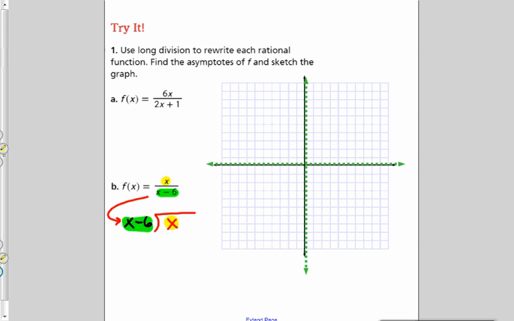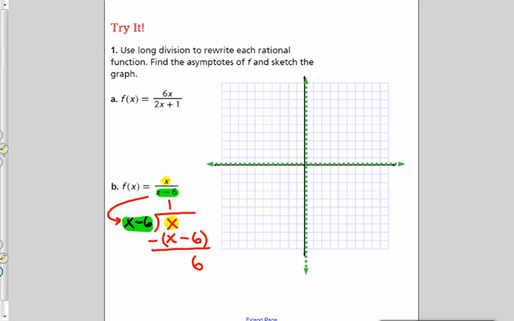All right, so we need to think about what number you would multiply 1 times this x to create this x. So x times 1 makes x. So we're going to put a 1 at the top and then distribute it to x minus 6 for x minus 6. Subtract this quantity, and you get a remainder of 6.